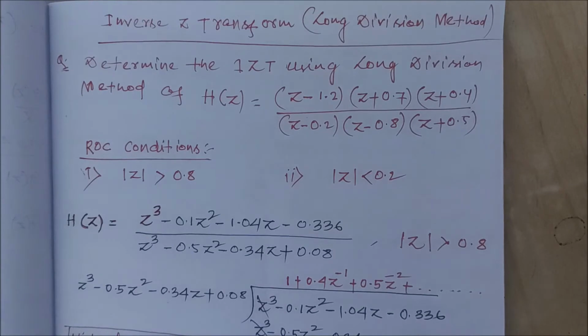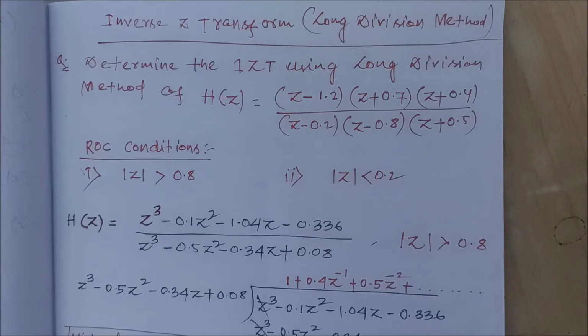Hello everyone. In this lecture, we will see how to determine the inverse Z transform using long division method. So the question is: determine the inverse Z transform using long division method of H(z) is equal to (z minus 1.2)(z plus 0.7)(z plus 0.4) divided by (z minus 0.2)(z minus 0.8)(z plus 0.5).